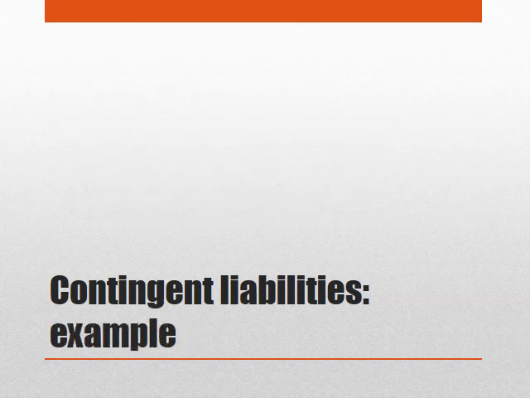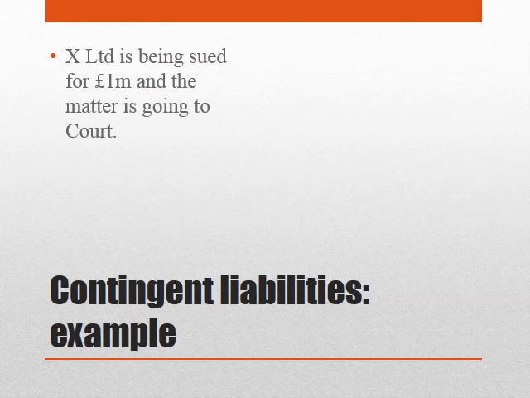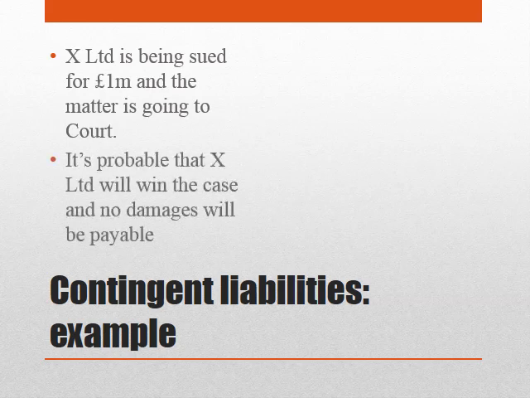So let's have a look at an example to illustrate this. Let's say that X Limited is being sued for £1 million and the matter is going to court. But we believe that it's probable that X Limited is going to win the case and no damages will be payable. But the fact is that we're talking about something that is outside of the control of the company. The decision as to whether a payment will be due is down to the courts.